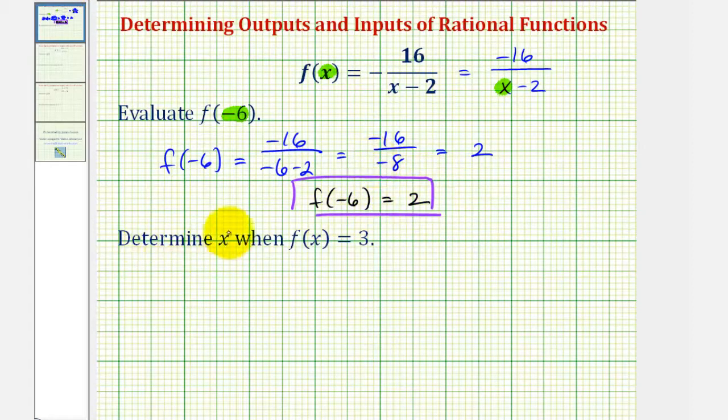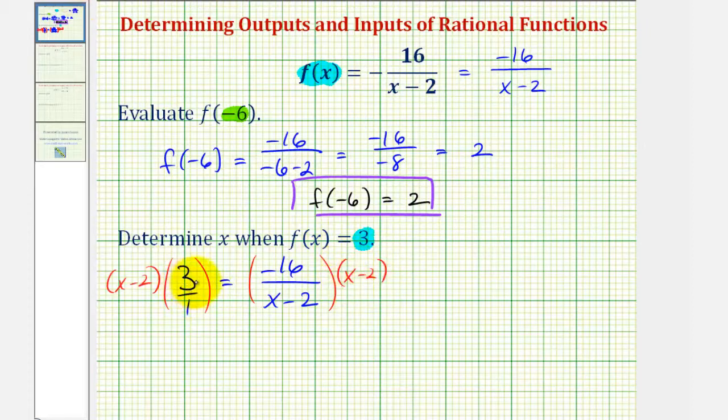Next, we're asked to determine x, the input, when f of x, the output, is positive 3. Which means now we'll substitute 3 for f of x and solve for x. So we want to solve the equation 3 equals negative 16 divided by the quantity x minus 2. We could write this 3 as 3 over 1 and then cross multiply to solve for x, or we could multiply both sides of the equation by the least common denominator, which would be x minus 2. Let's go ahead and do that. Either way, the result is going to be the same.